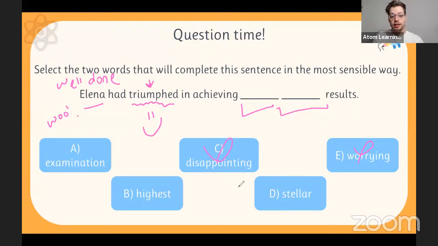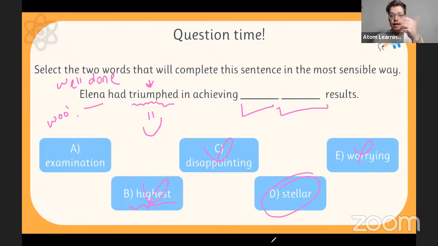The only adjective left, well, stellar or highest. Normally, this is a superlative, okay? So that's like the top of something. So we normally have to introduce that with some kind of article. So the highest results, or like the best results. So if the sentence said achieving the blank blank results, I would be more swayed towards picking the superlative highest, but you need that article to introduce it. So I'm going to get rid of B.